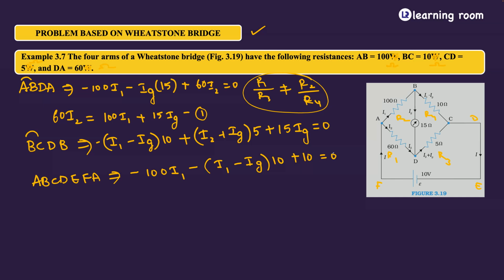So here what will happen is 100 I1 plus I1 minus IG into 10 is equal to 10. So 10 will cancel like this, and you will have 11 I1 is equal to IG plus 1. Okay, 11 I1 is equal to IG plus 1, or you can say IG is equal to 11 I1 minus 1. Take it and substitute it in any one of the equations. Then you will get two linear equations. Solve them, and that will give you the answer.